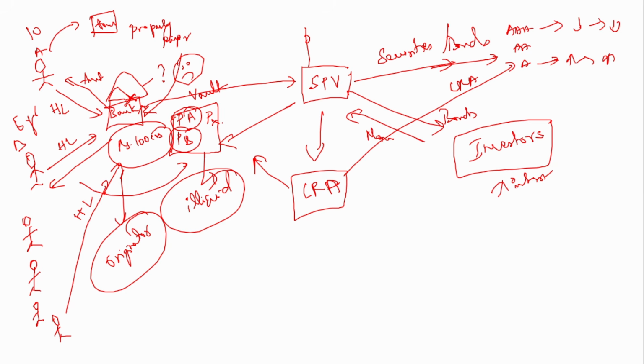The investors' money will go into the special purpose vehicle, and from the special purpose vehicle it will go to the bank. Now the bank has transferred these illiquid assets into liquid assets. Now they have got money from the special purpose vehicle. Using that money, they will give a loan to the new person who came and asked for a housing loan.